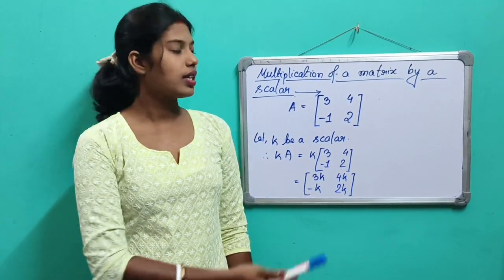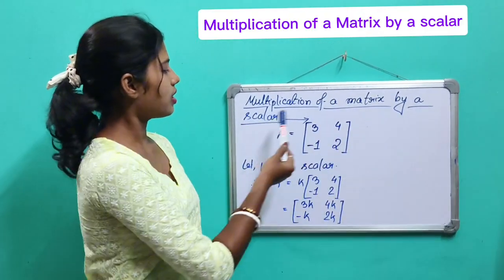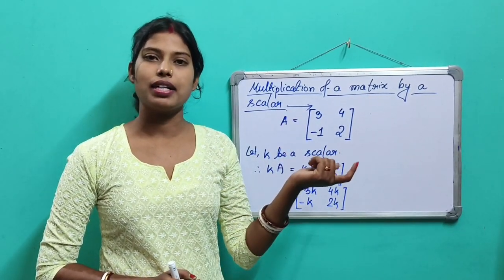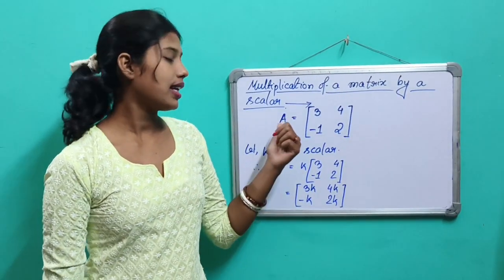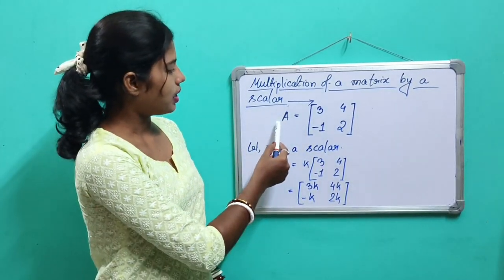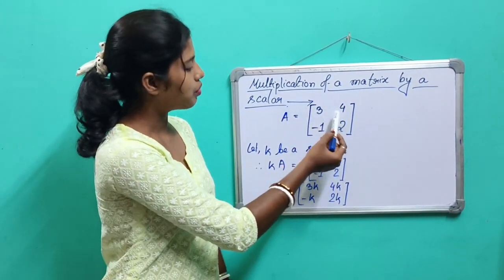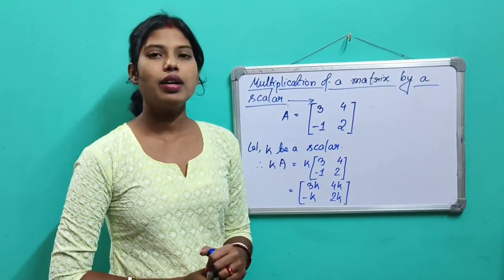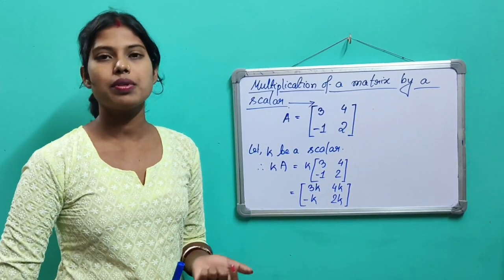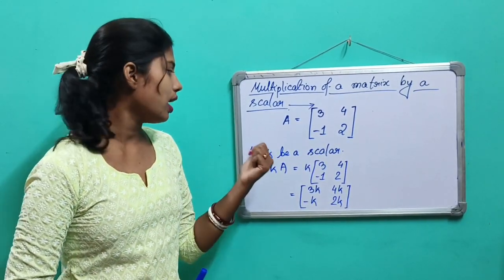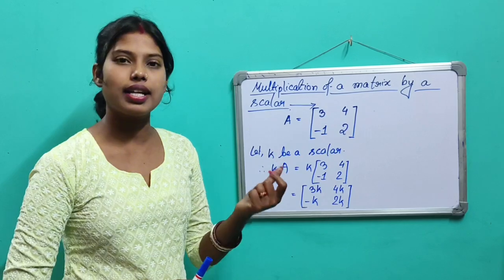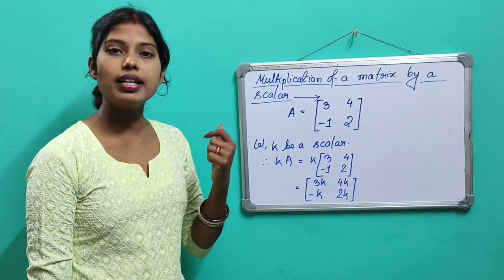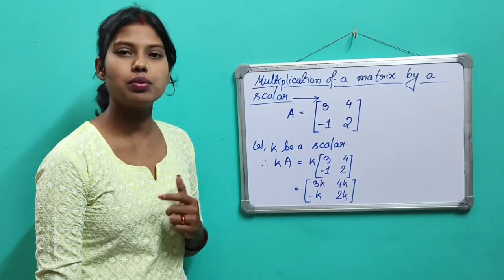So our next operation is multiplication of a matrix by a scalar. What happens when we multiply a matrix by a scalar? So let's take a matrix. Here we have taken a matrix, capital A, whose elements are 3, 4, minus 1 and 2. Now if we take any scalar, for example 1, 2, 3, 4, here I have taken a generalized scalar, that is small k. If small k is a scalar and we multiply small k by the matrix A, then what happens?